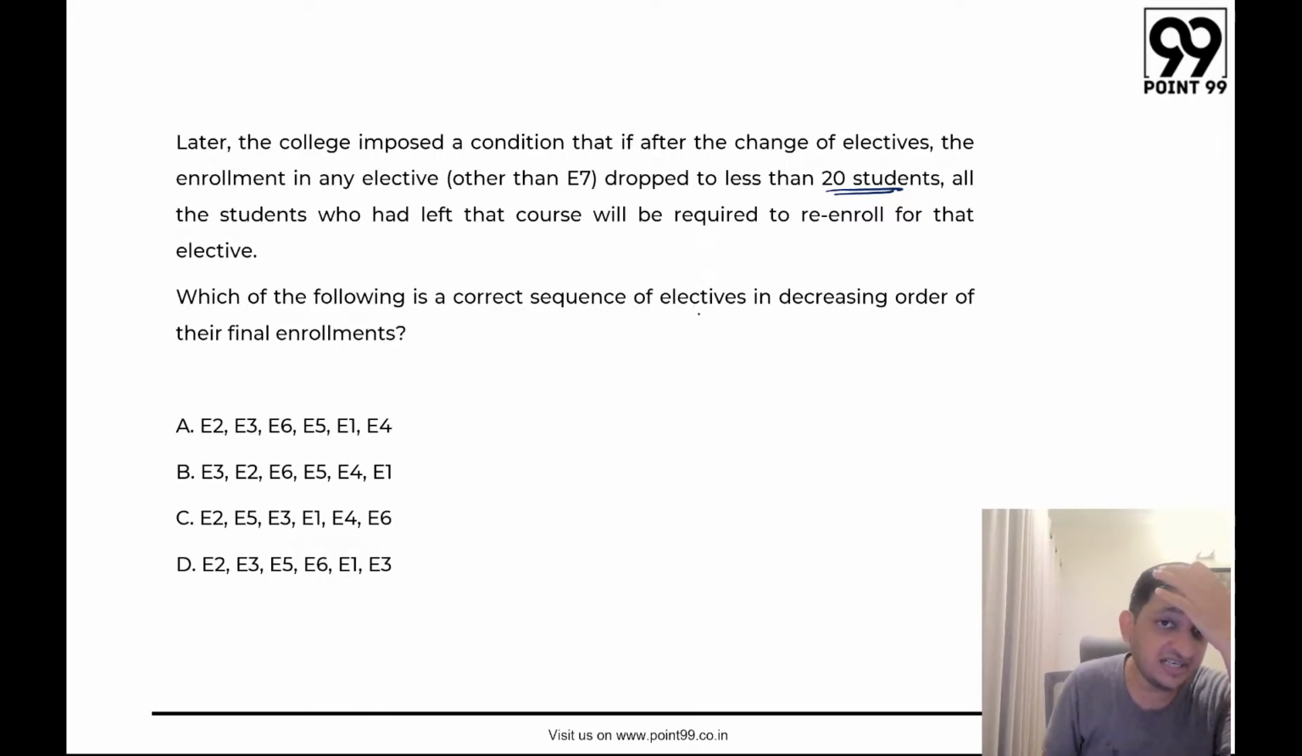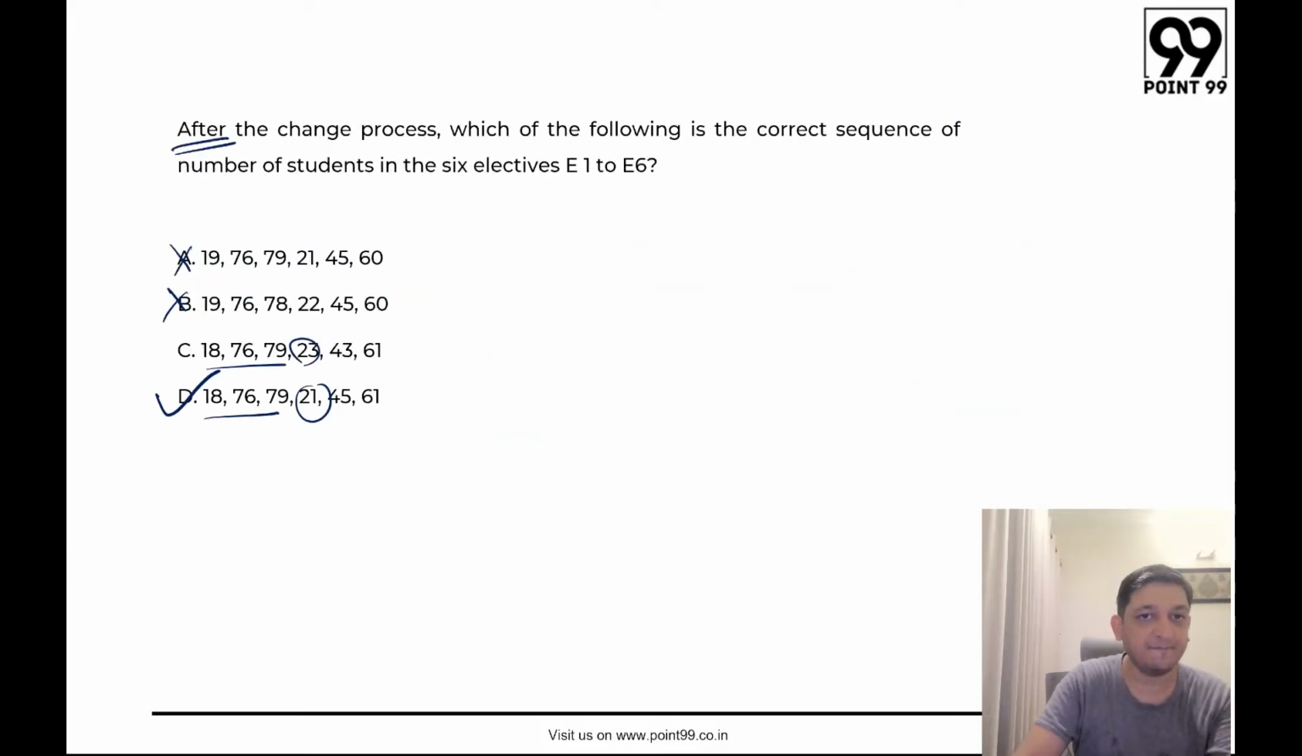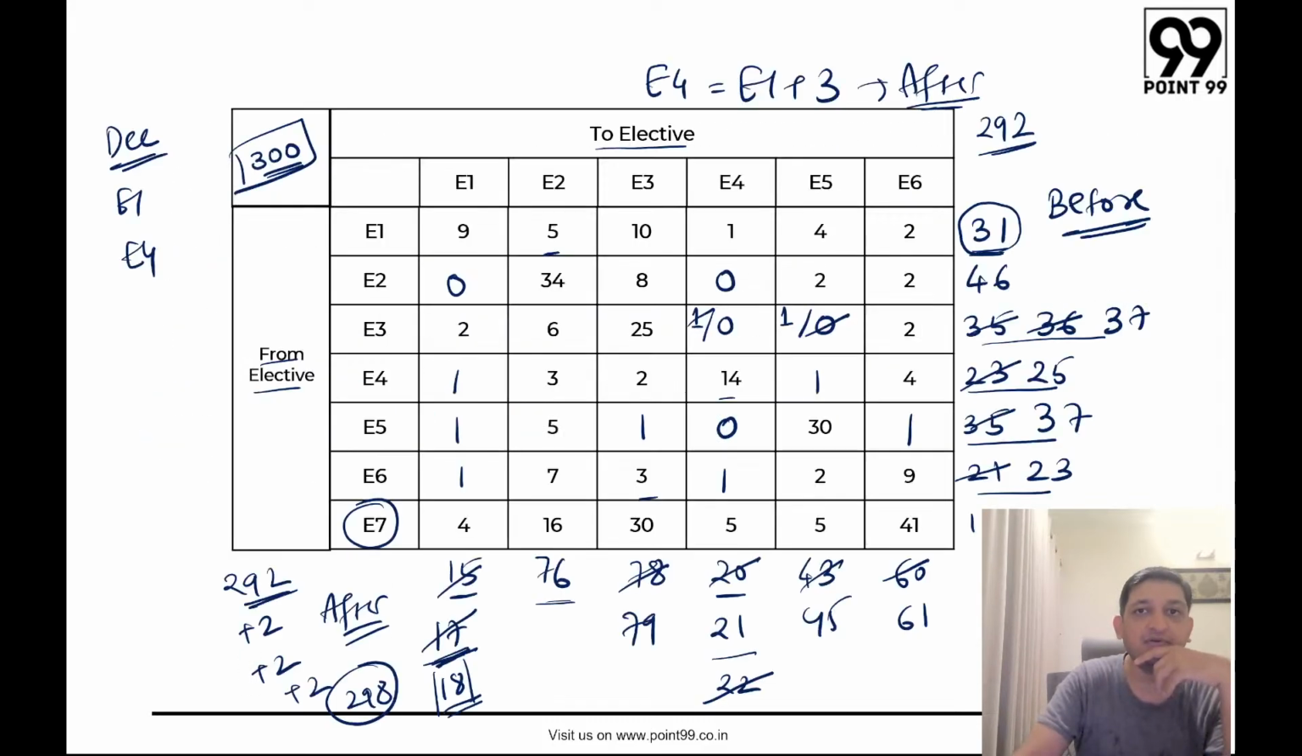Which of the following is a correct sequence of electives in decreasing order of their final enrollments? So we have to arrange in decreasing order, from more to less. Let's see how many electives there are where the number goes below 20 after the shift. E1 is 18, less than 20. E2 76, 79, 21, 45, 61, all the other electives except E1 are greater than 20. So E1 is the only elective where the number is falling below 20, and that's why all those people who had left E1 will be required to come back to E1.